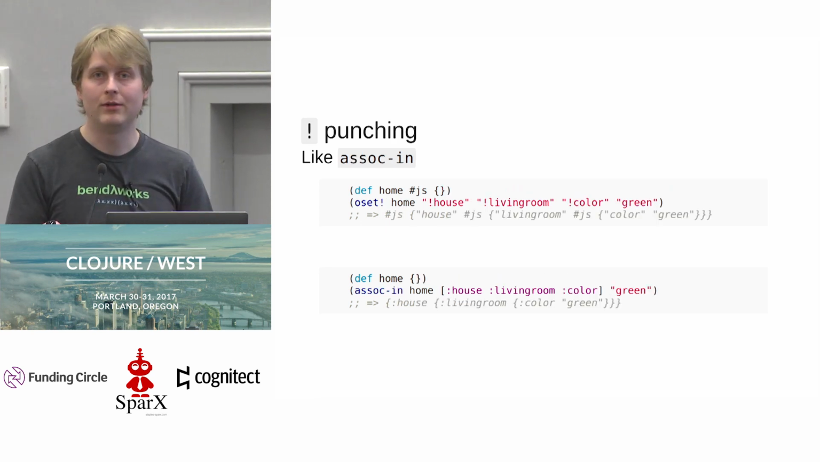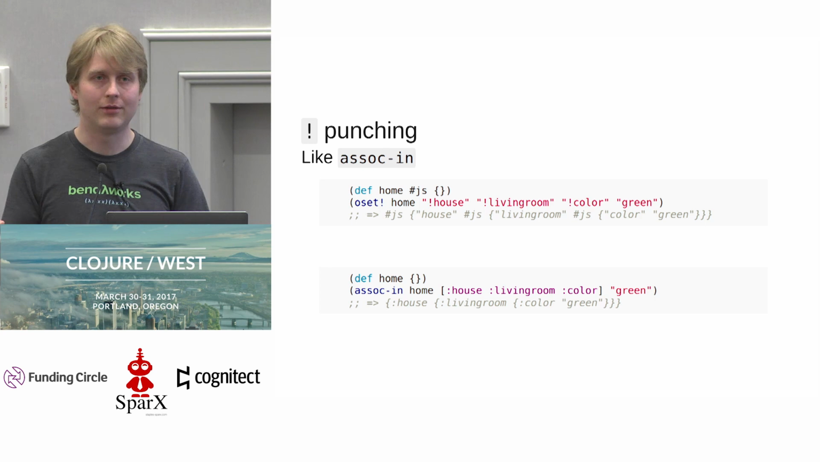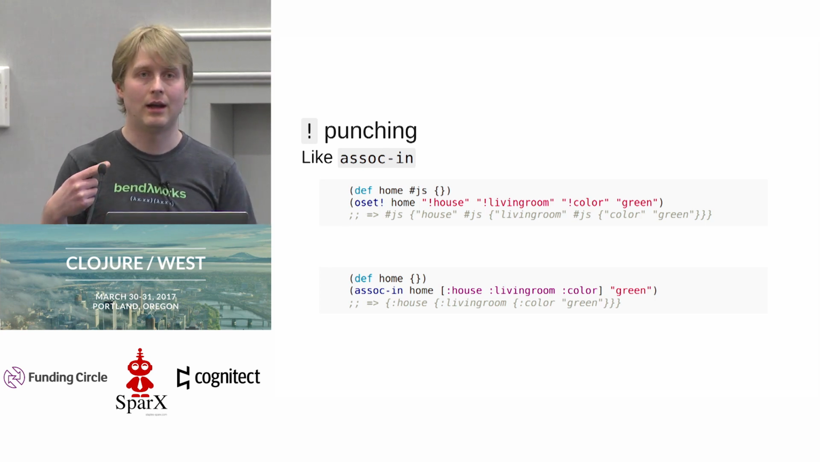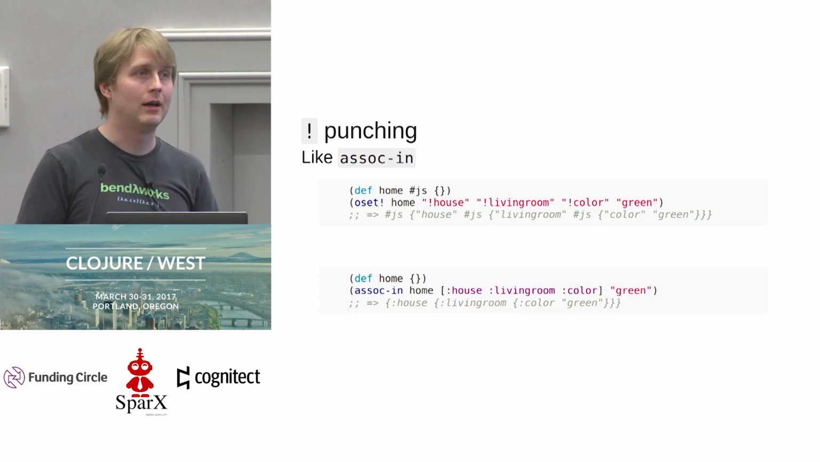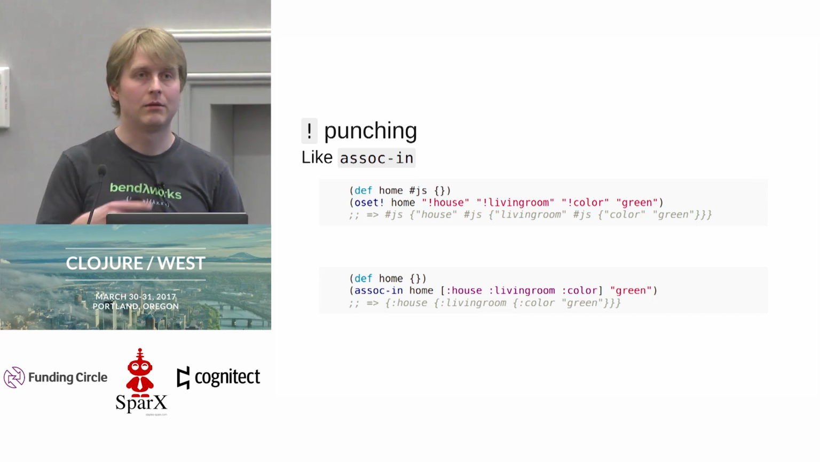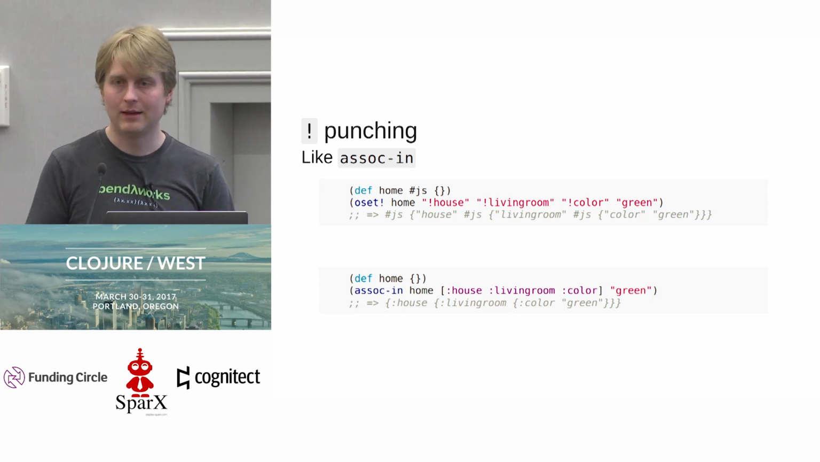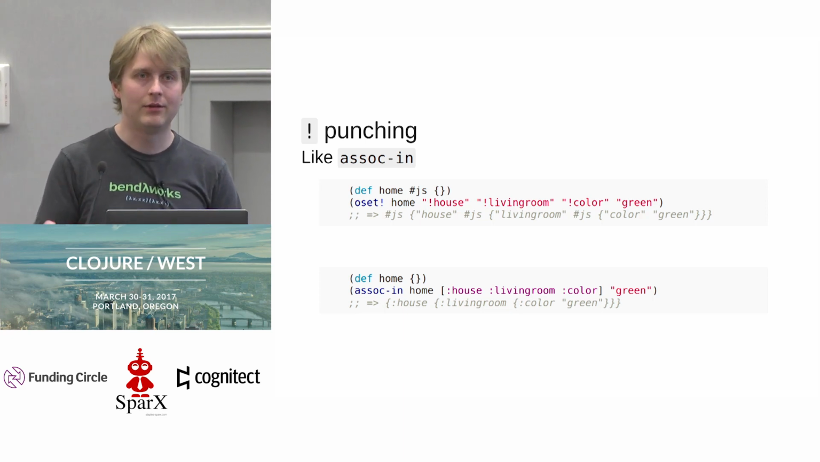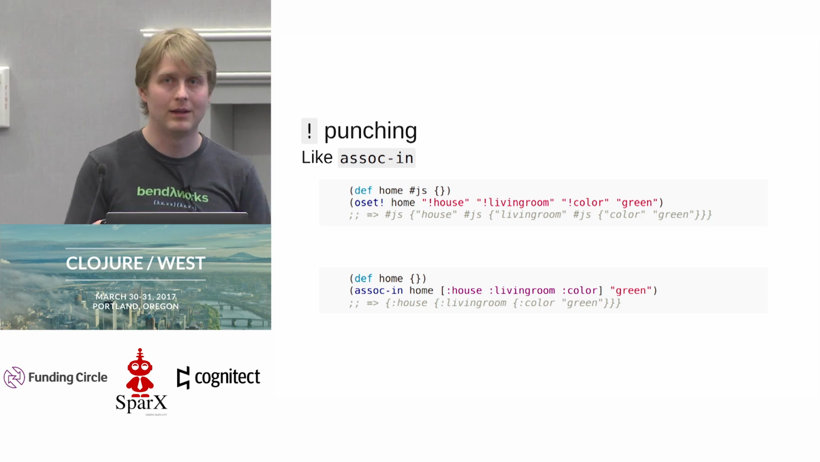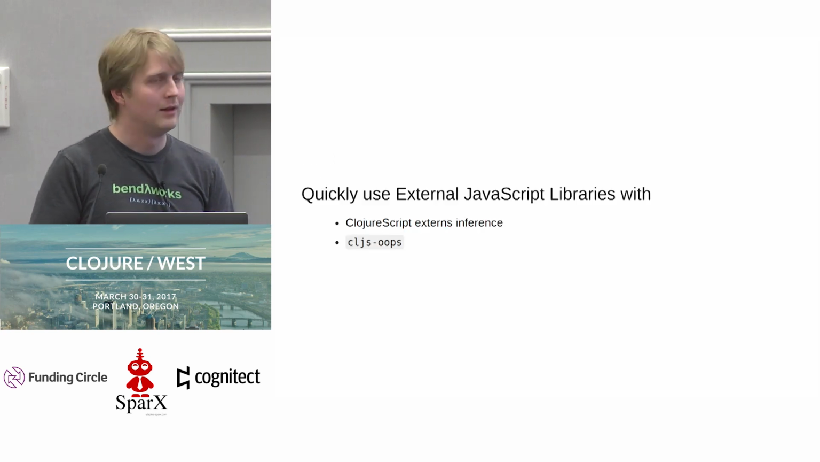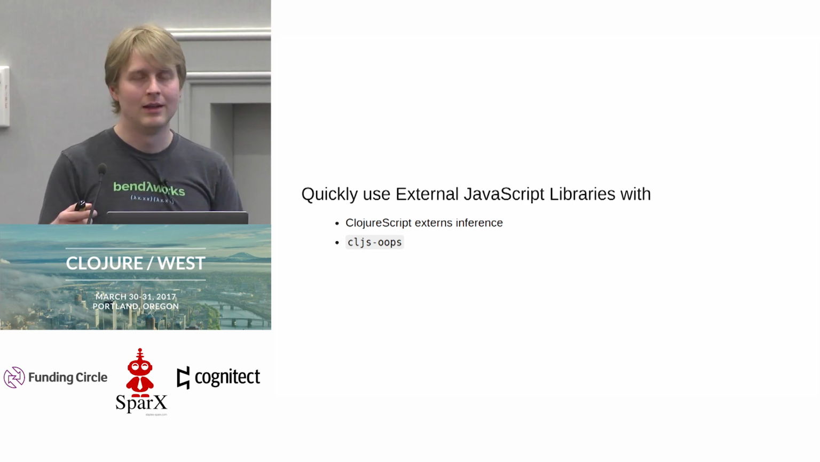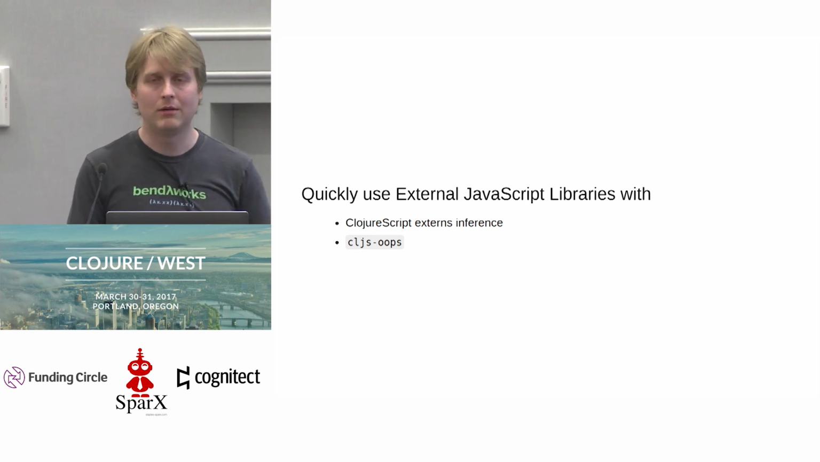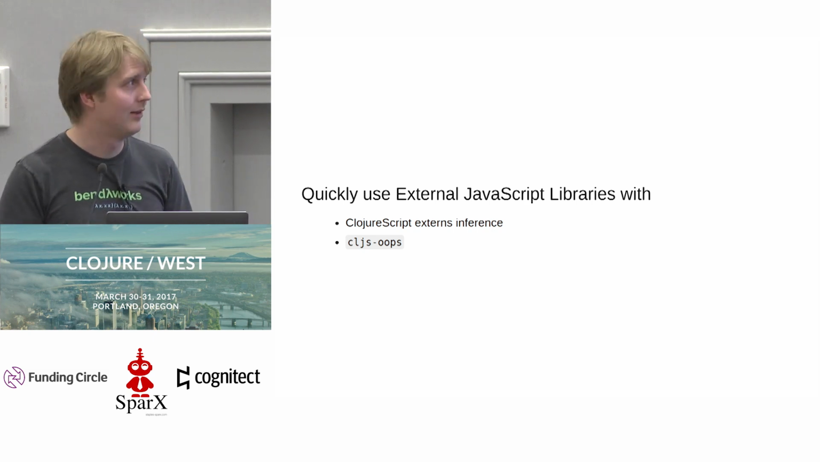And for the punching access modifier, I like to think of it like assoc-in, where if we want to set our house's living room's color to red on this empty JavaScript object, that will create all of those keys and create the nested objects, the same way that assoc will do for an empty ClojureScript hash map. And so these 2 methods allow us to quickly use external JavaScript libraries without having to write a whole bunch of annotations or type in all the externs files ourselves.